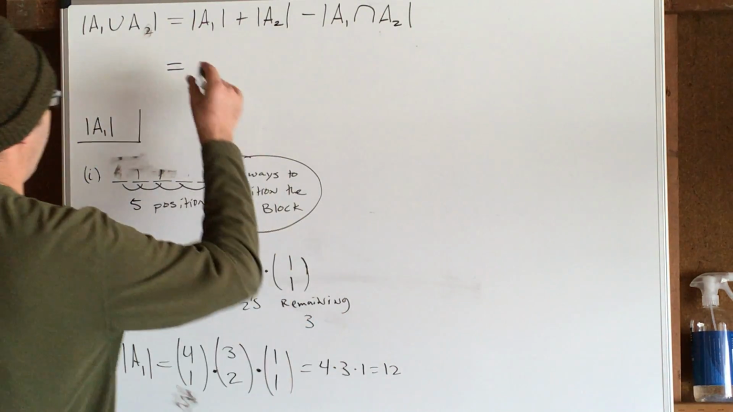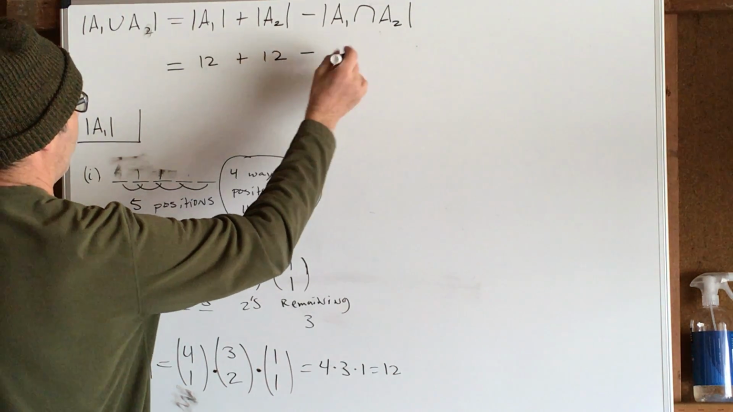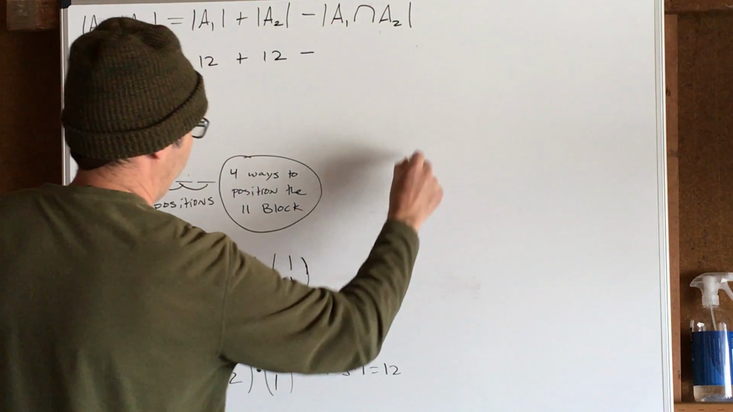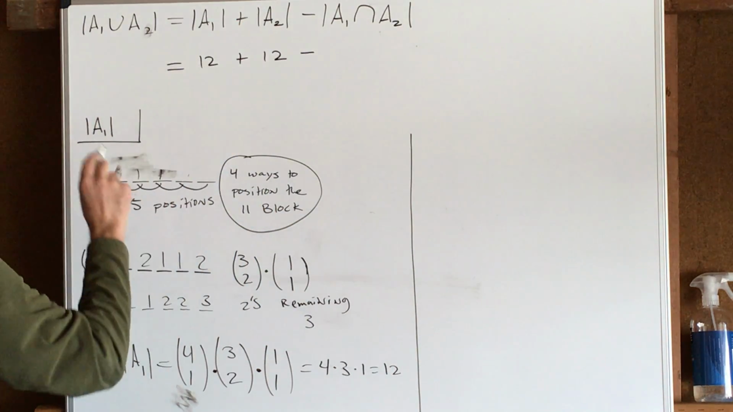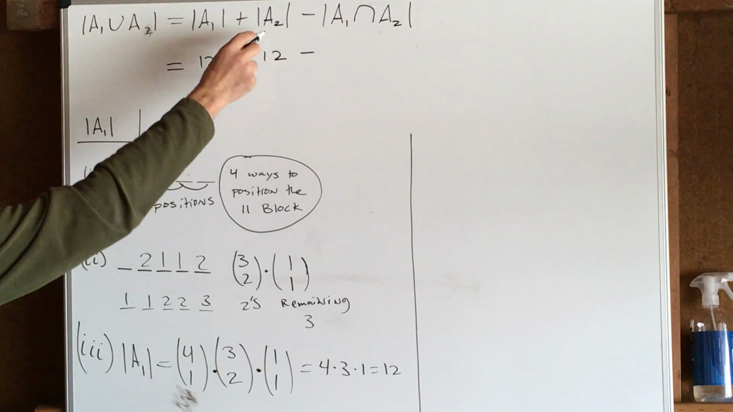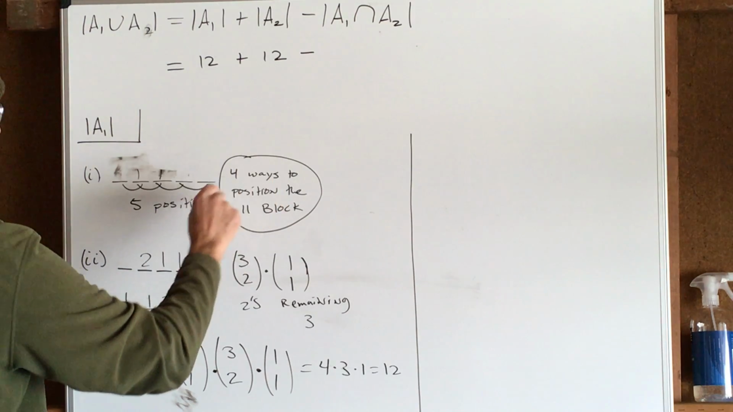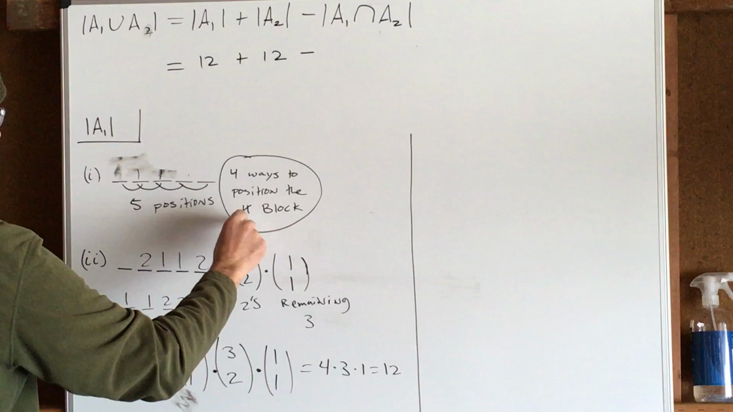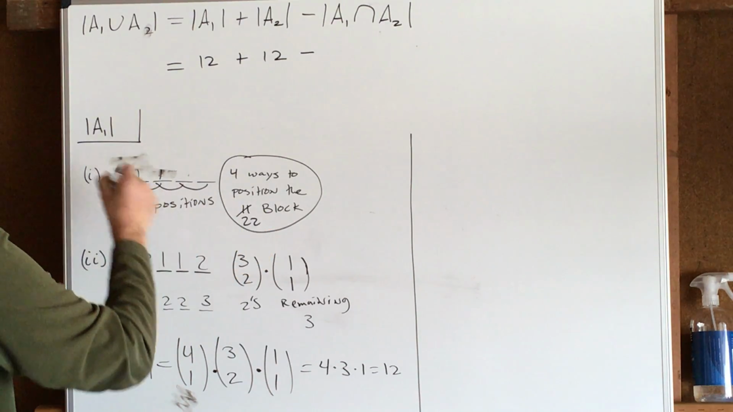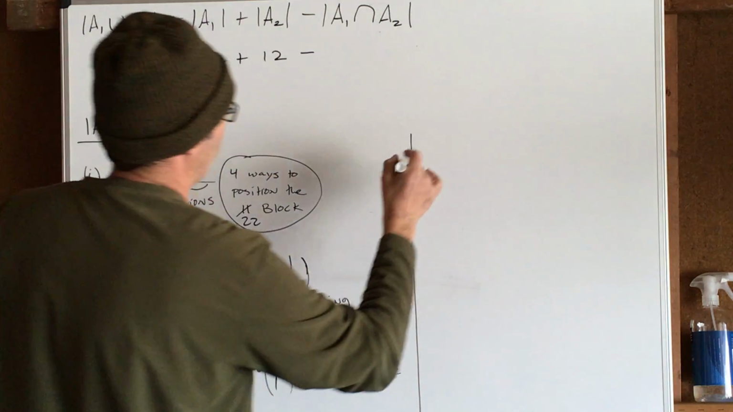So here we have 12 plus 12 minus, we just got to figure out this number here. Okay, now maybe you're saying, how did I get that second 12 for that one? Notice this will be exactly the same except for A2, except that instead of 4 ways to position the 1 1 block, now we're looking for 4 ways to position the 2 2 block. That's A2.